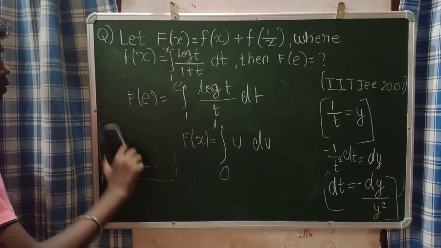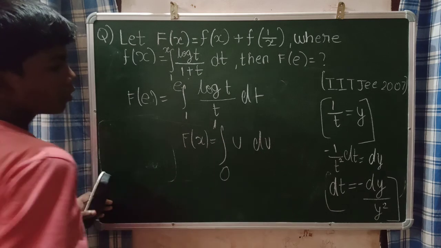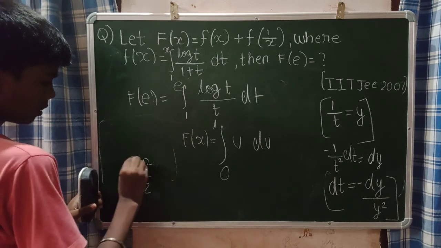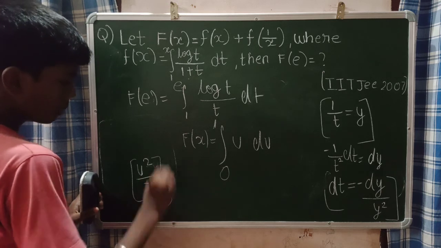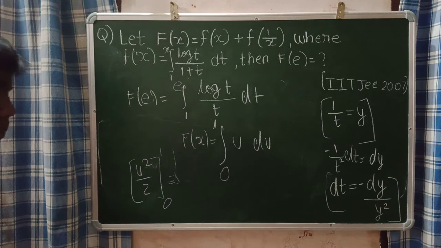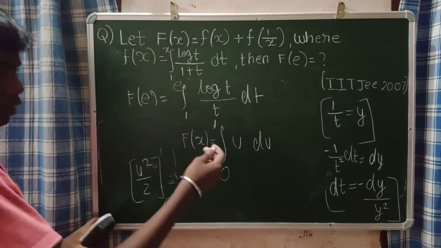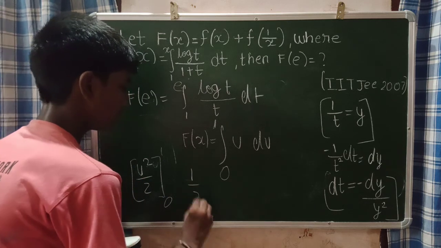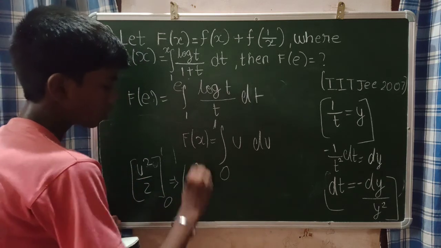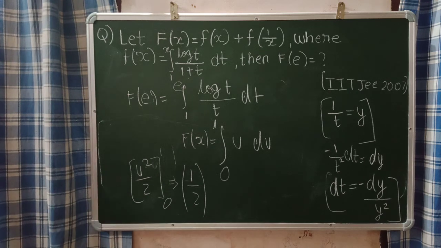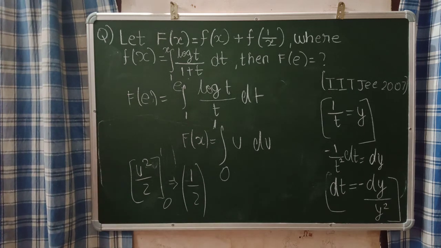Now I'll rub this because this is not needed now. So the integral of u du from 0 to 1 is u square by 2 from 0 to 1, because the integral of x to the power n is x to the power n plus 1 over n plus 1. So finally you get the answer as 1 by 2. Just solve this definite integral, you know these things already. Just put u as 1. That will be 1 square by 2, that is 1 by 2, and that's the answer for this question.